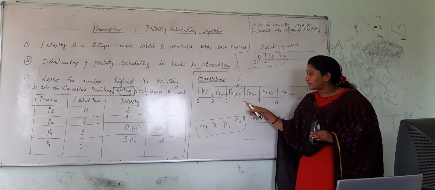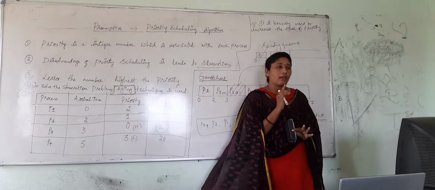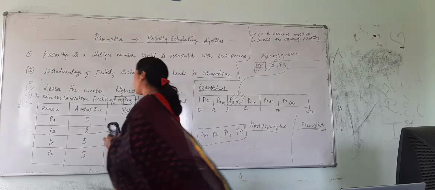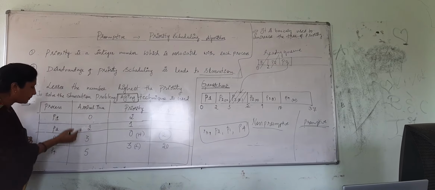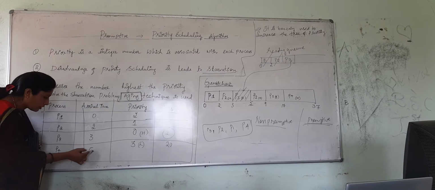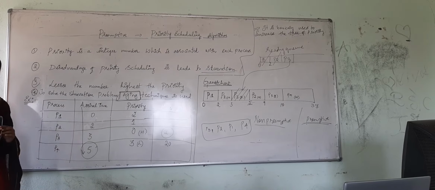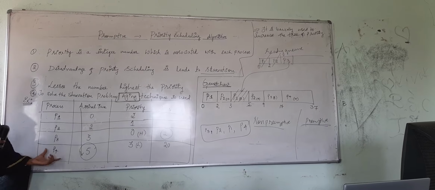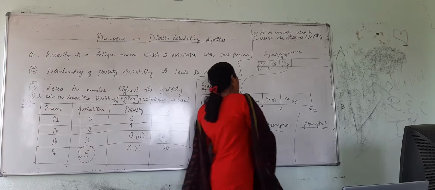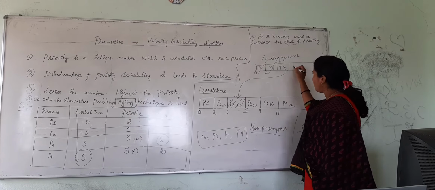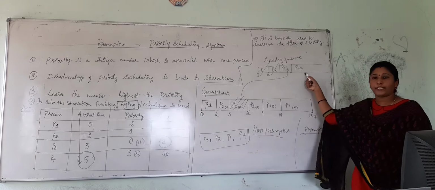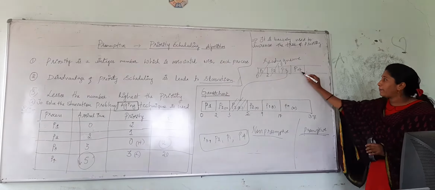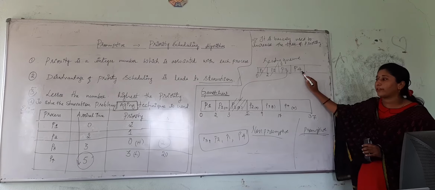Now check whether at 5 milliseconds any other process has entered. Yes, entered. At the arrival time 5, which process has entered? P4. Obviously, we are going to give a chance for P4 here, right? I have to prepare a ready queue with P2 and P4. Now, what is the P4 priority?